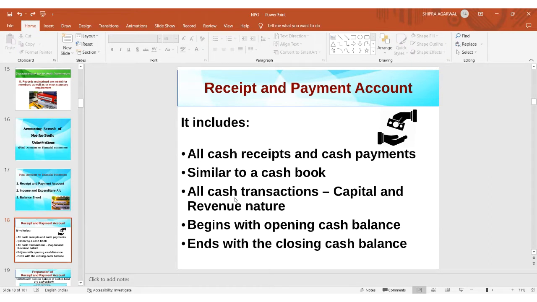So in this case, all cash transactions, whether capital nature transactions or revenue nature transactions, are to be written over here. Whether receipt or payment, whether it is capital or revenue, every transaction which has cash involved in it will be written in your receipts and payments account. It also starts with the opening cash balance and will end with the closing cash balance.